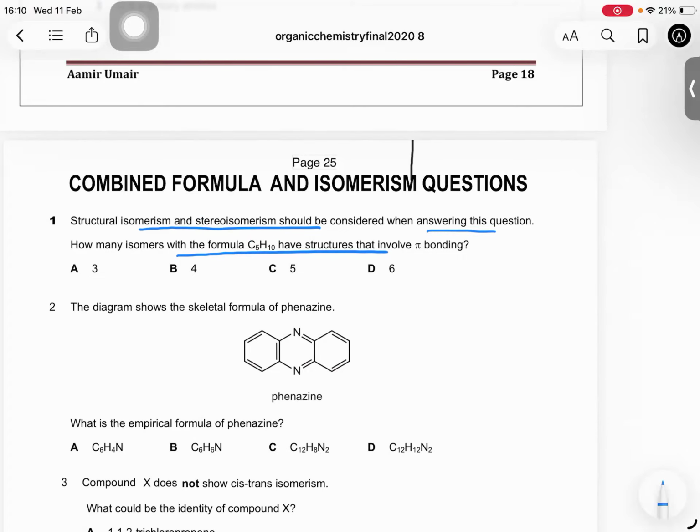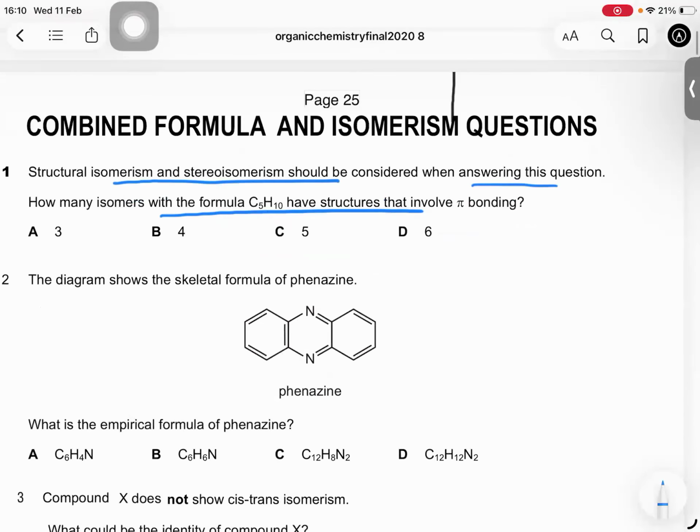Structural isomers and stereoisomers should be considered when answering this question. Okay, now let me tell you what you have to do. Please pay attention.